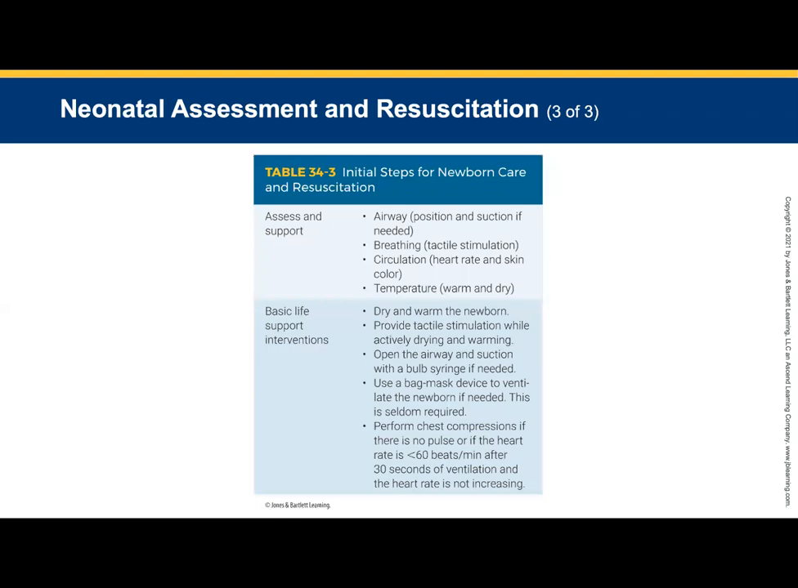Here's how we start our resuscitations for our newborns. It's just like your CPR. I'm not going to cover that. You've already done CPR. You should have had it. If not, we know that you need it, or you talked about it in boot camp.